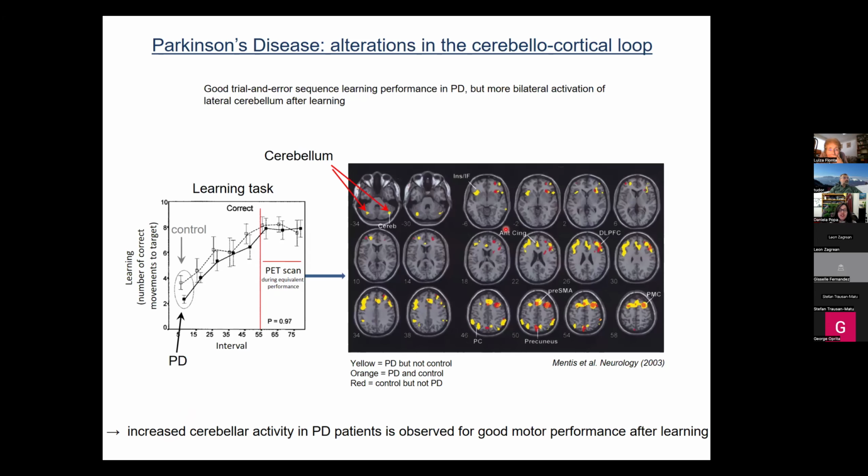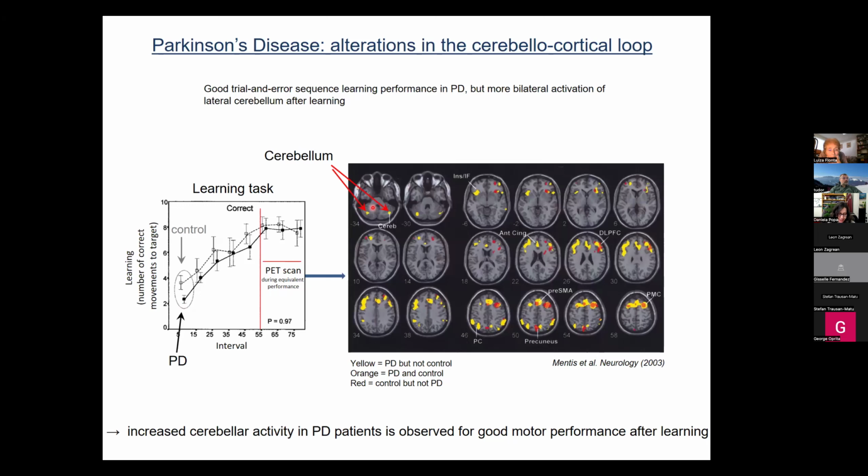So we can also see changes in cerebellar activity, not during just a movement, but also during learning. Here, the authors perform a trial and error sequence learning task. Here is the learning, the number of errors in movements to the target. We can see the controls and the Parkinsonian patients. At the beginning, there is a difference between the two. And then they looked at the cerebral activities when the performance achieved was equal between the Parkinsonian patients and the controls, so here at the end.